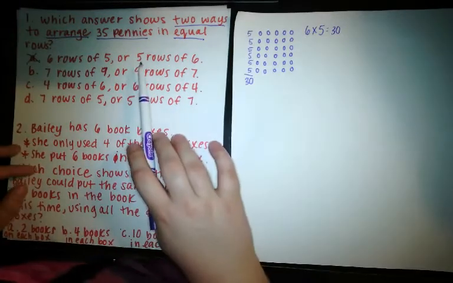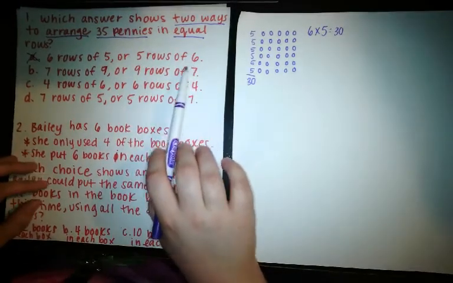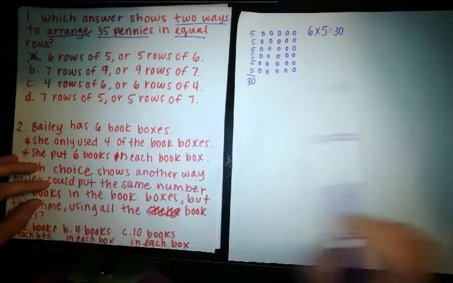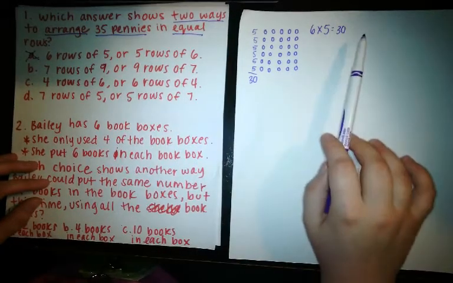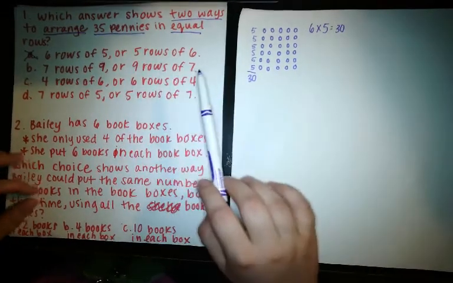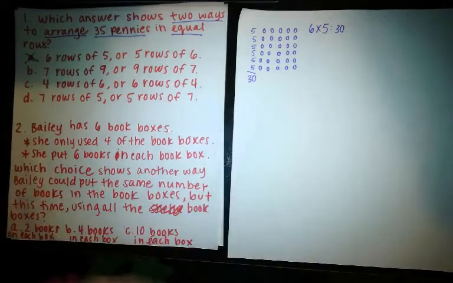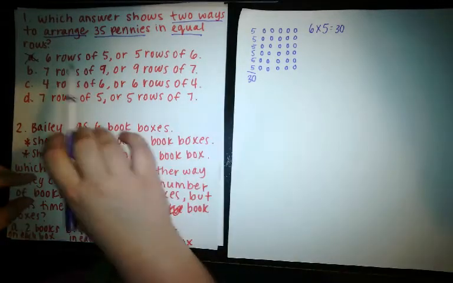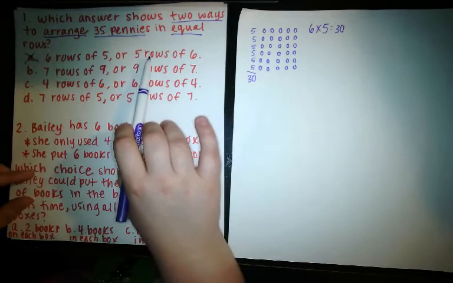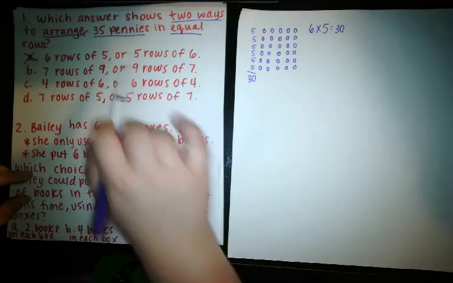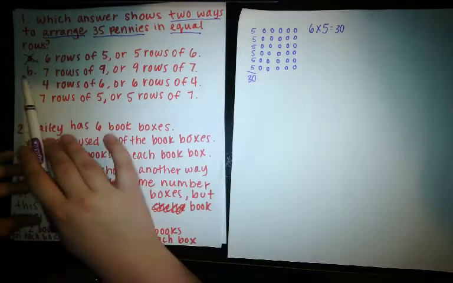Then we have 5 rows of 6. Well, if we know anything about multiplication, 6 times 5 and 5 times 6 is the same exact thing. They're just switched around. So this is going to be 30, and this is going to be 30, which we know 30 is not what we're looking for. So now we're going to go to B.